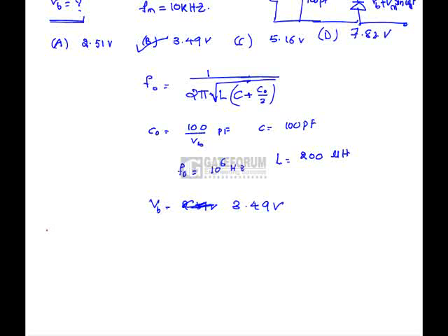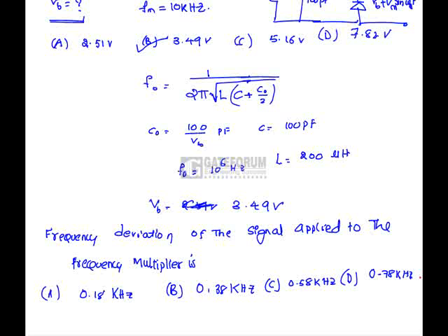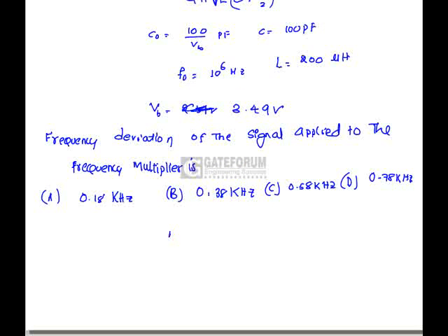Here we have to find out frequency deviation. So we have to calculate the frequency deviation of the signal applied to the frequency multiplier. At the output of the multiplier, we are getting an FM signal whose carrier frequency is 64 MHz and the beta, that is the modulation index, is 5. Means before the multiplier beta is nothing but 5 by 64.